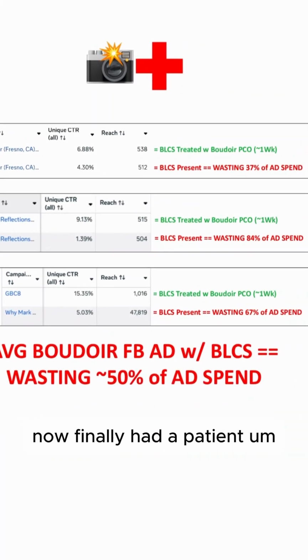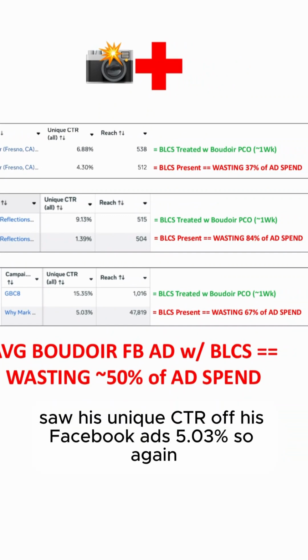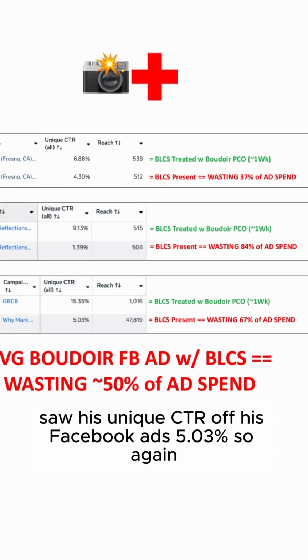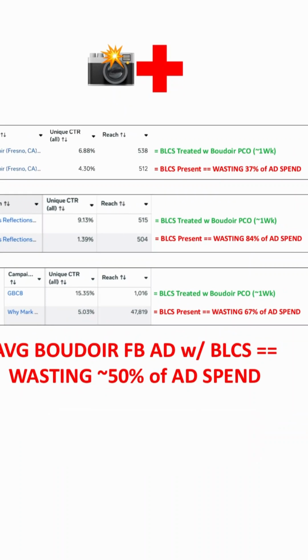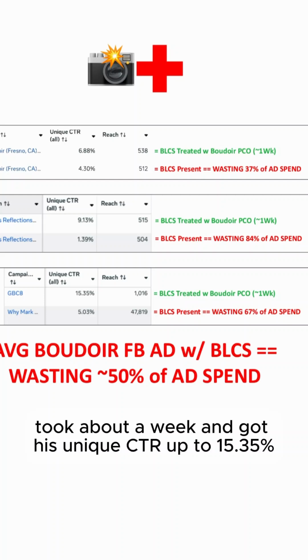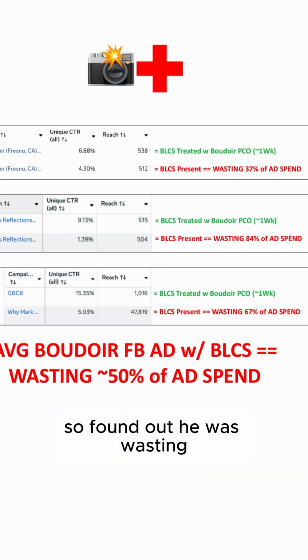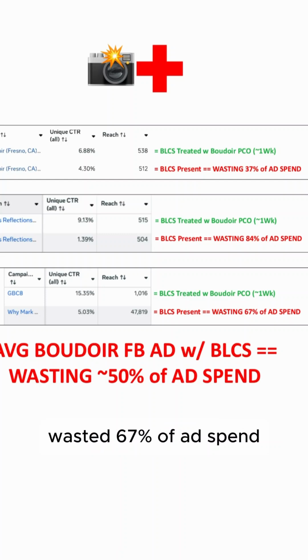Now, finally, I had a patient whose Facebook ad unique CTR all was 5.03%. So again, I knew the BLCS was present. So I went in and duplicated it, treated it with Boudoir Pico, took about a week, and got his unique CTR all up to 15.35%. So I found out he was wasting 67%, or at least the original Boudoir Facebook ad was wasting 67% of ad spend.